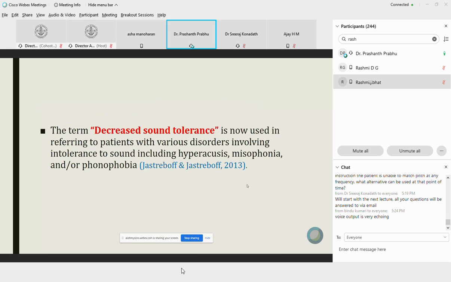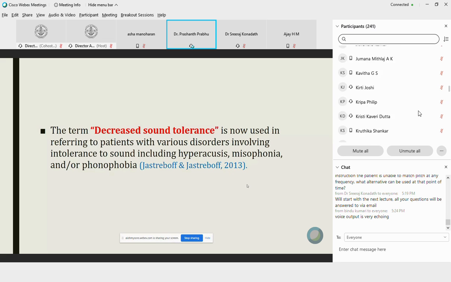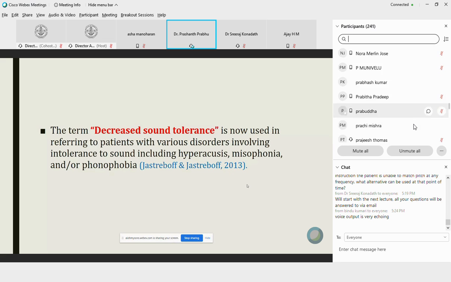The common term nowadays is DST. DST refers to decreased sound tolerance. All these disorders which I explained are classified under this umbrella term, decreased sound tolerance, which includes hyperacusis, misophonia, and phonophobia. Jastreboff and Jastreboff suggest that anyone who comes with a complaint of tolerance issues can be broadly classified as having decreased sound tolerance. Then we should specifically identify if they have misophonia, hyperacusis, or phonophobia with appropriate tests and plan management accordingly. This terminology is recently being used even in research and clinical literature.